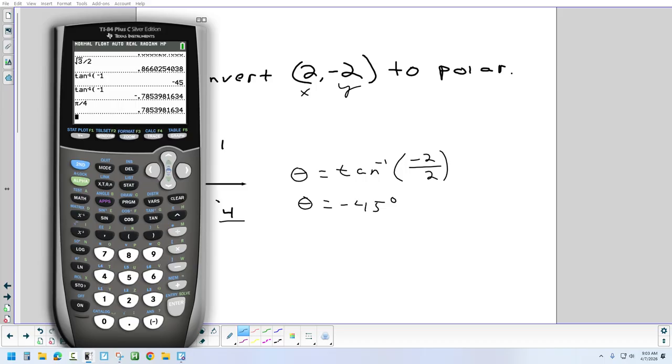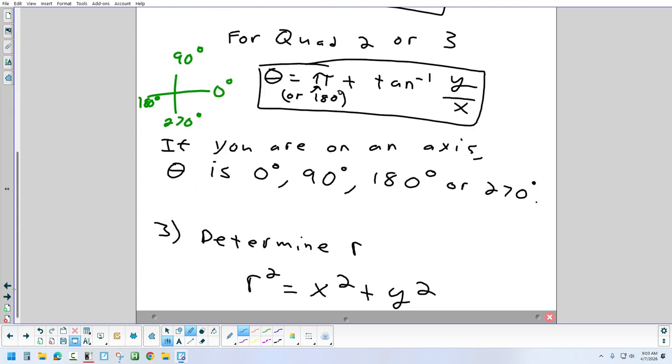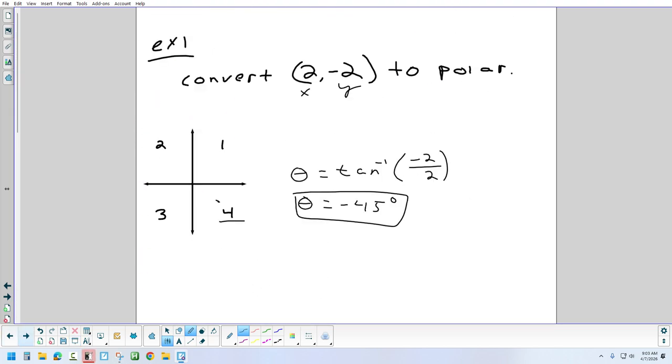Do you have to write it in radians? It depends on what they ask for. So in this problem, I'll do both. I'm going to do it in degrees first, and then I'll finish in radians. Okay, so I've got an angle. Now I need to find my radius. r squared equals x squared plus y squared.